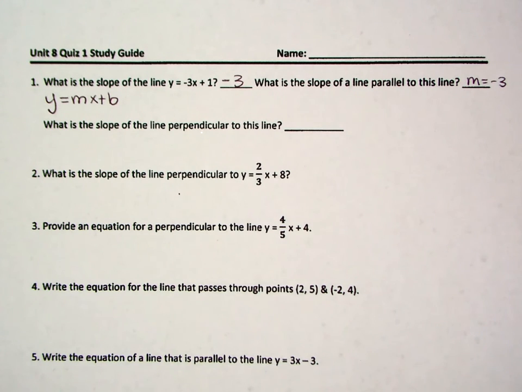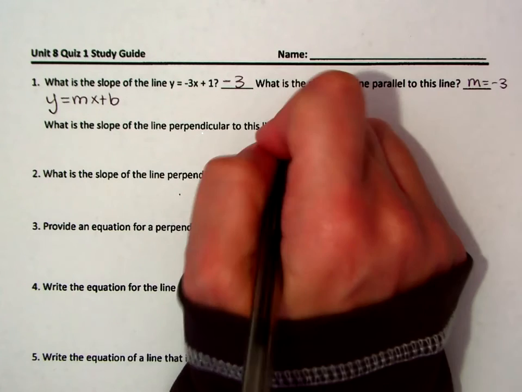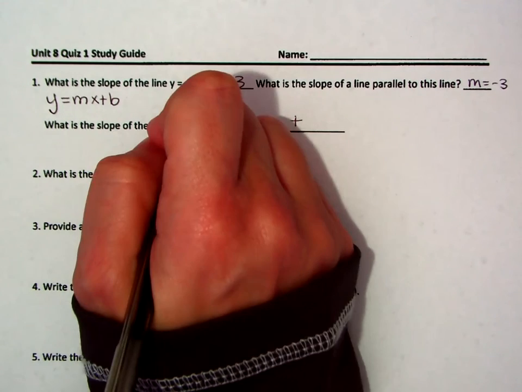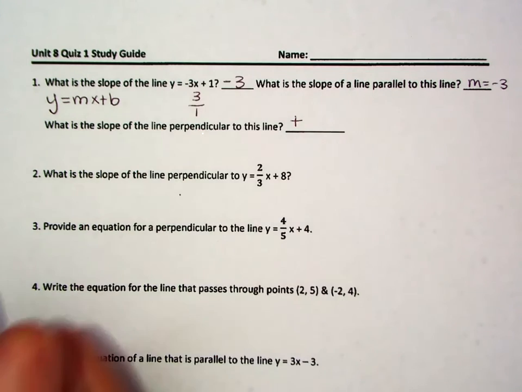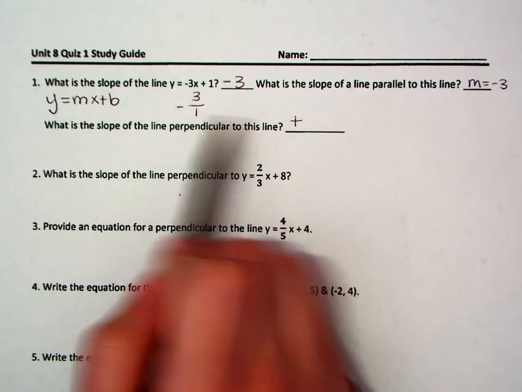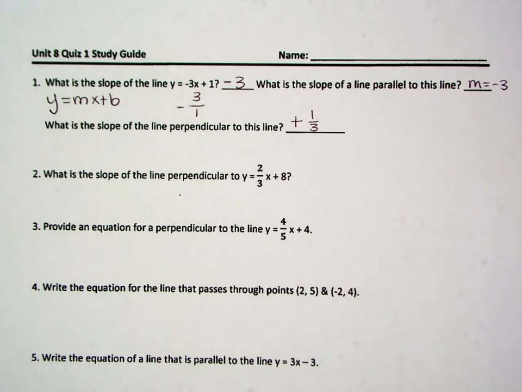For perpendicular slopes, you need the opposite reciprocal slope. So the opposite of this negative 3 is going to be a positive number. The reciprocal of 3, well, let's look at 3. 3 can be written as 3 over 1. And if it's a negative slope, that's the slope we're looking at. So if you're doing the opposite, it means we're positive. The reciprocal means we flip the fraction, so it's positive 1/3 for that slope.